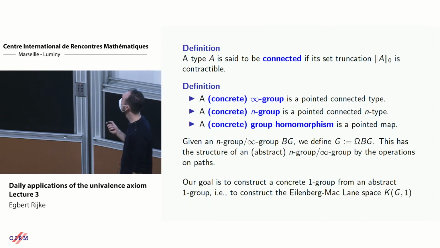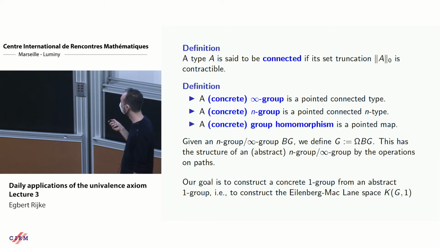So a type is said to be connected if its set truncation is contractible. So an infinity group is a pointed connected type. An n-group is a pointed connected n-type, so that a 1-group is a pointed connected 1-type, so it only has a fundamental group. And a group homomorphism is just a pointed map in both cases.